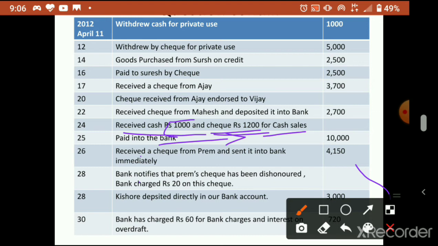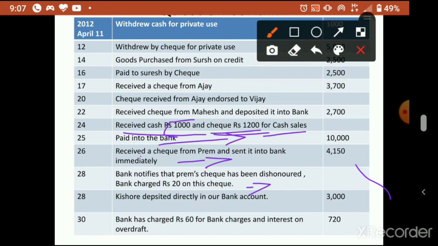Received a check from Prem and sent it to bank immediately. The same day we deposited. Bank notifies that Prem's check has been dishonored. Bank charged 20 on this check. So this Prem's check got dishonored. So that is what I told you. So all those cases you remember. Kishore deposited directly into our bank. One customer deposited directly into our bank account.